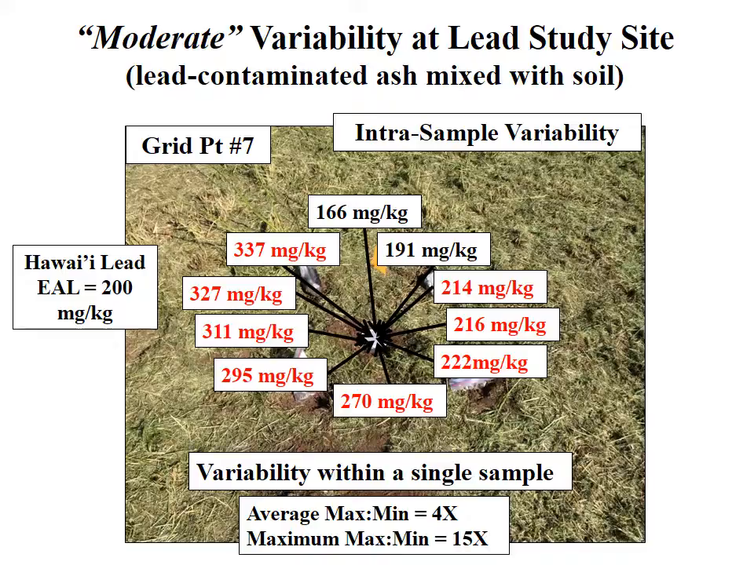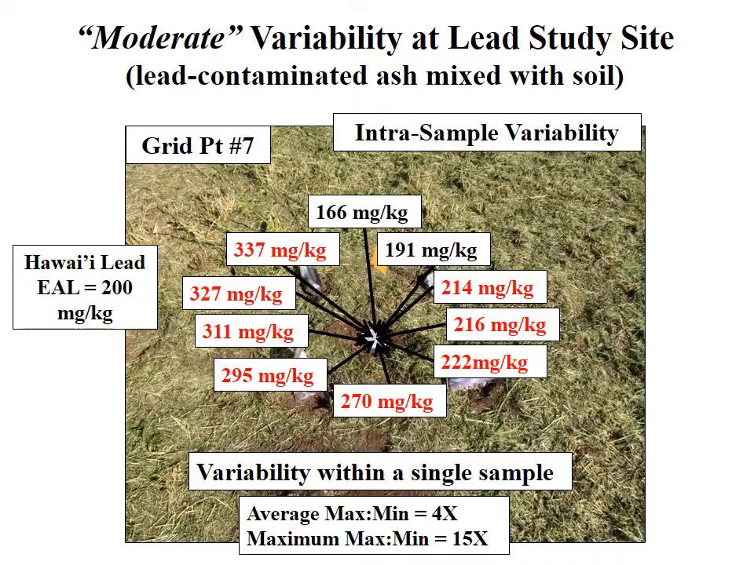In this example from grid point 7, again looking at intra-sample variability within a single sample, the lowest concentration of lead reported using XRF was 166 milligrams per kilogram. The highest concentration of lead reported in this same sample was 337 milligrams per kilogram. I'd point out too that the XRF is testing around 1 gram of soil, which is very similar to what a laboratory would analyze. So here we did see a higher variability within a single sample. It's actually higher than this example.